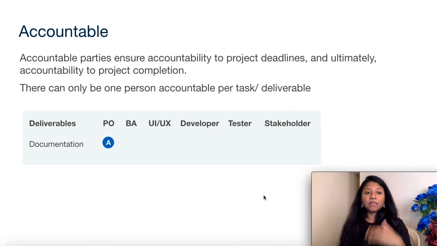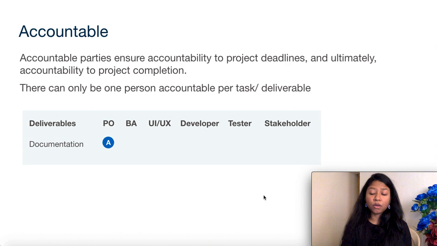Okay. The next one is accountable. When we say a person is accountable, it means that accountable parties ensure accountability to the project's deadlines, and ultimately they are going to be accountable for the completion of the project. That's when we say a person is accountable.